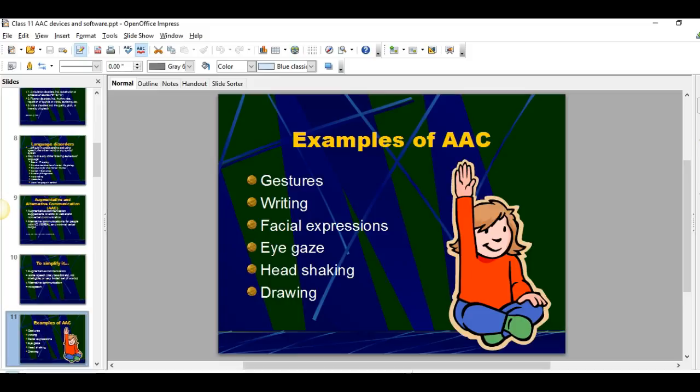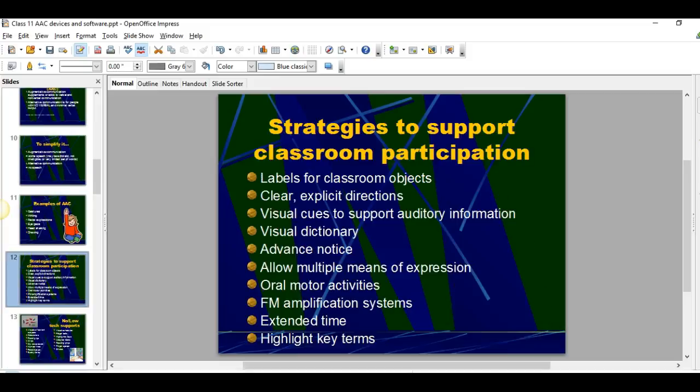Examples of AAC are gestures, writing, facial expressions, eye gaze, head shaking, and drawing. And here are some strategies that you can use to support students to participate in the classroom. You can label all classroom objects. You can provide clear and explicit directions. You can provide visual cues to support auditory information. You can have a visual dictionary, give advance notice on what will be happening, such as having an agenda displayed. You can allow multiple means of expression.